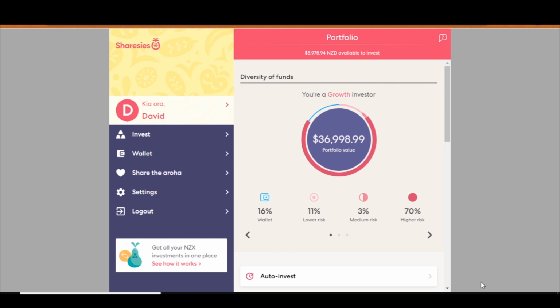Alright, before I go, I will show you a very quick example of what buying and selling US stocks looks like with Sharesies, since it's a new feature. I have now converted US dollars, but that's alright when it comes to Sharesies.